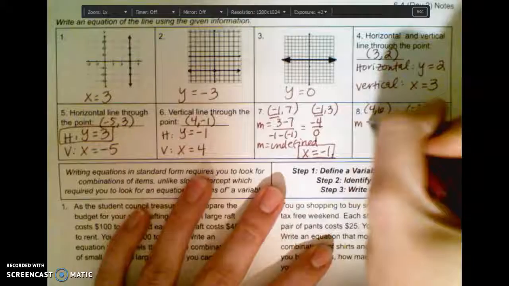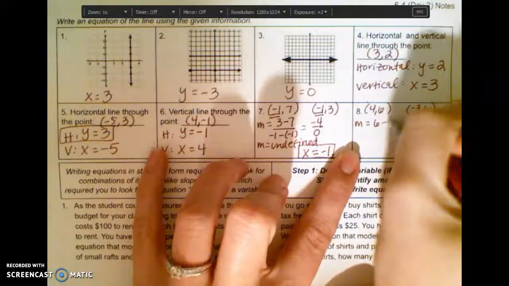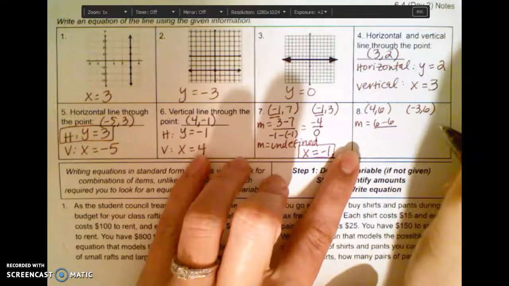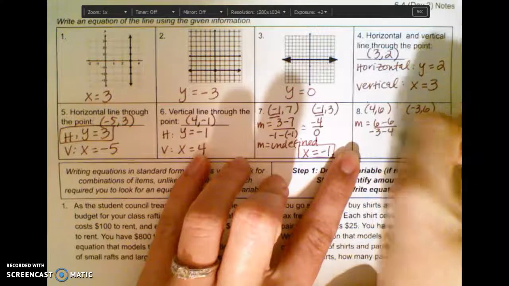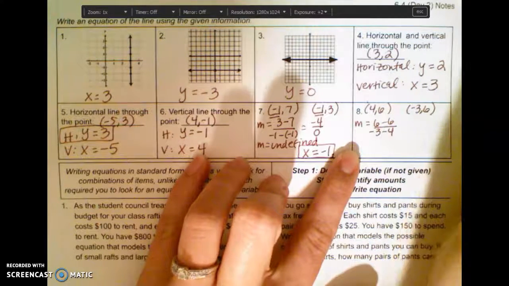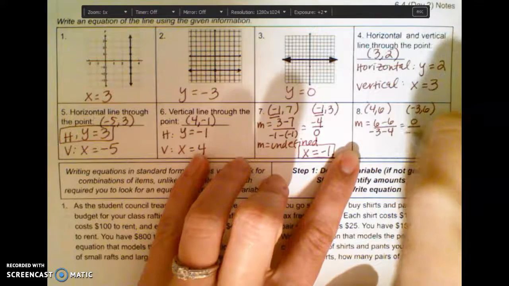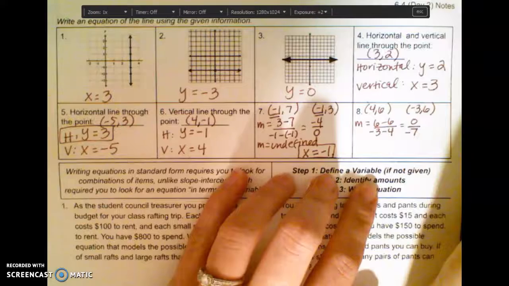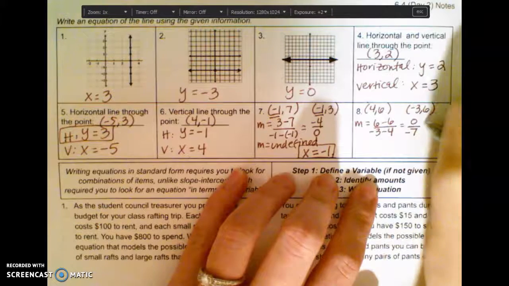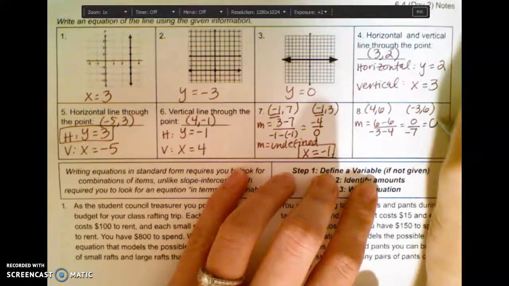So let's find the slope. We're going to have 6 minus 6 divided by -3 minus 4. Well, 6 minus 6 gives us 0. -3 minus 4 gives us -7. 0 divided by -7, be careful, that is a slope of 0.